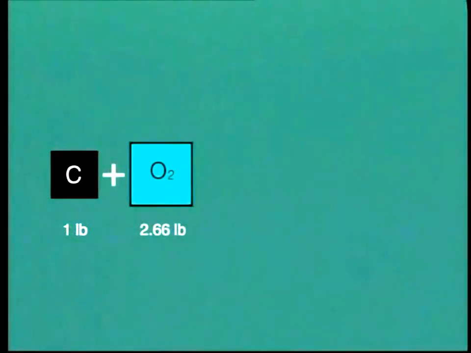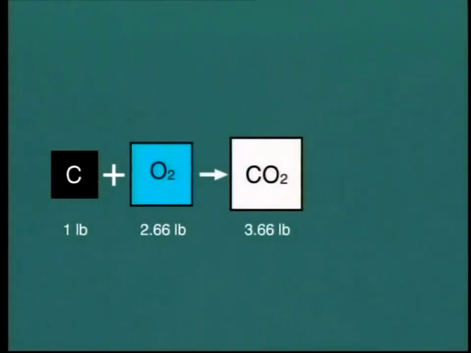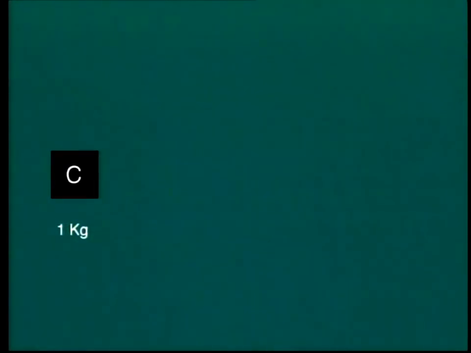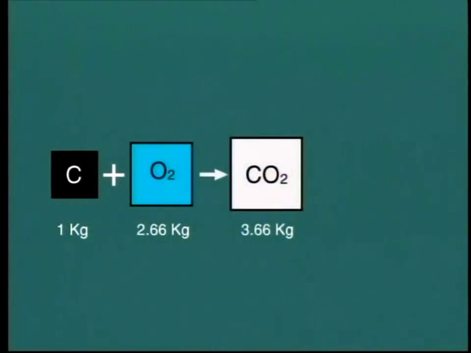Theoretically, to completely burn 1 pound of carbon, we need to mix it with 2.66 pounds of oxygen. The resultant combustion process produces 3.66 pounds of CO2 and at the same time releases a large quantity of heat, 14,600 BTU. If we're dealing with metric values, then for 1 kilogram of carbon, we need to add 2.66 kilograms of oxygen to produce 3.66 kilograms of carbon dioxide. This reaction releases 8,111 kilocalories, or 13,933 kilojoules.